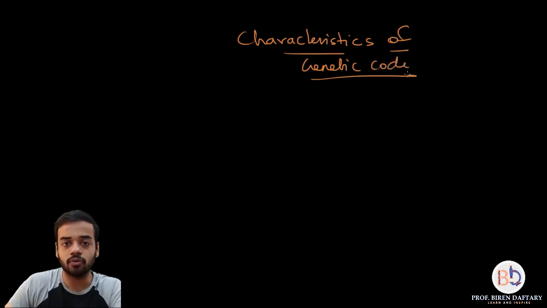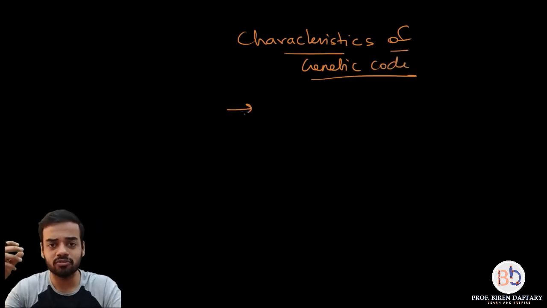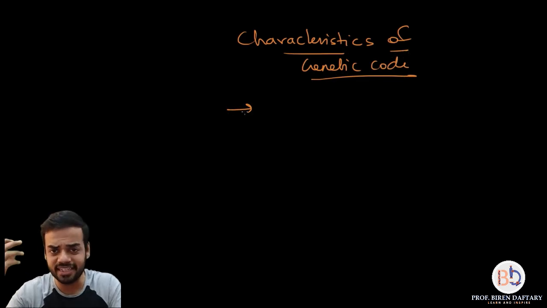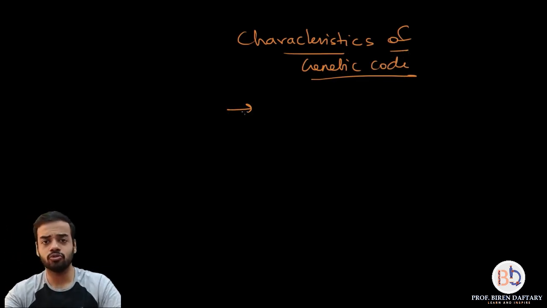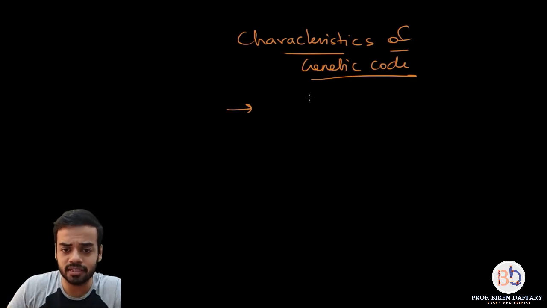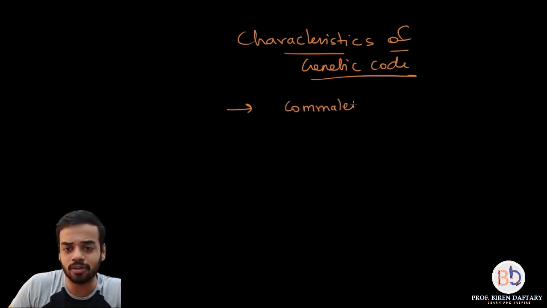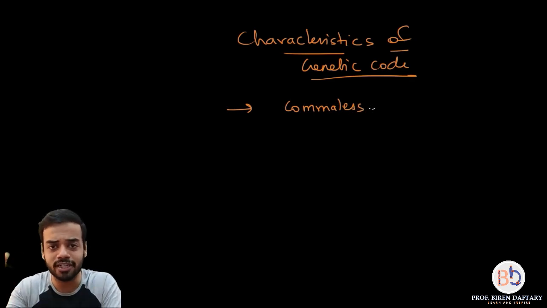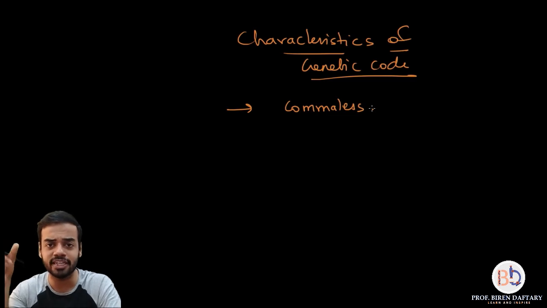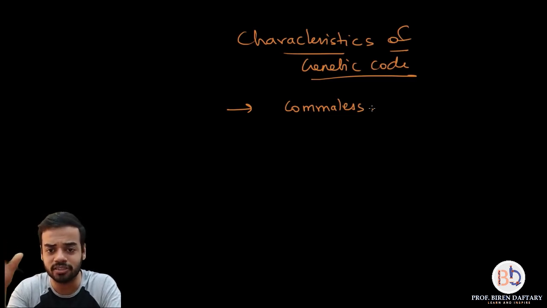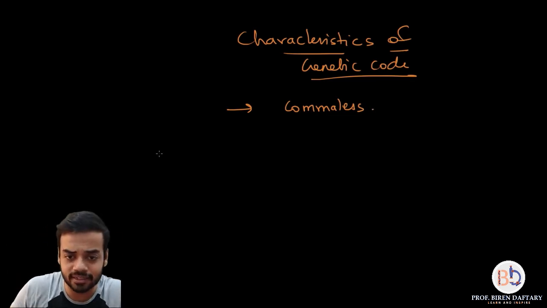Okay, now you can write down these properties or characteristics in any order that you remember. The first one that I remember is that the genetic code is commaless. What do you mean by commaless? Very simple. When you are writing down the codons, you do not put a comma in between. For example, if you are writing AUG, you do not write A comma U comma G. So it is commaless. That is the first characteristic.